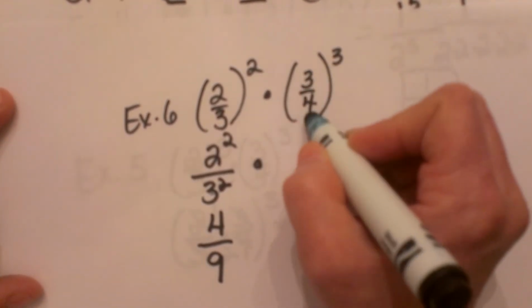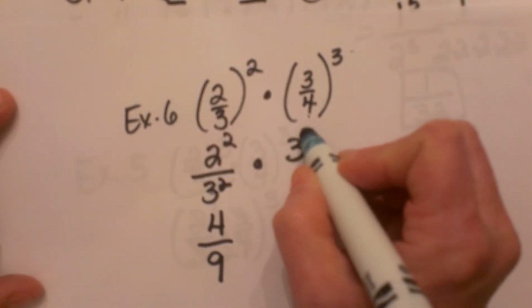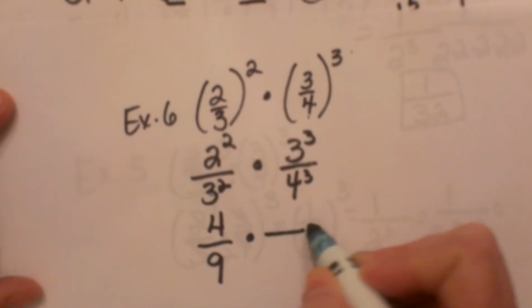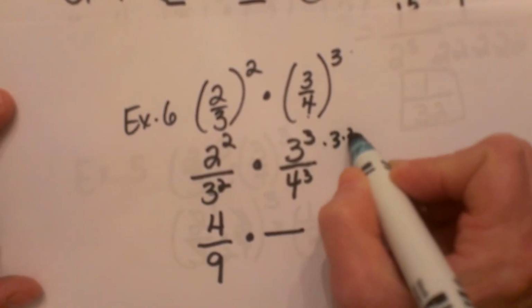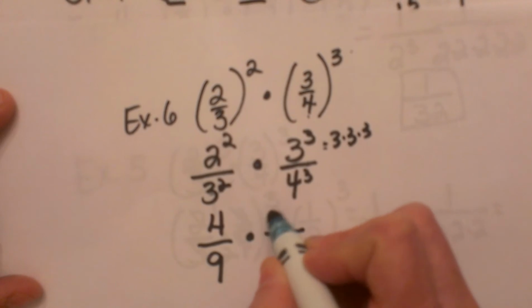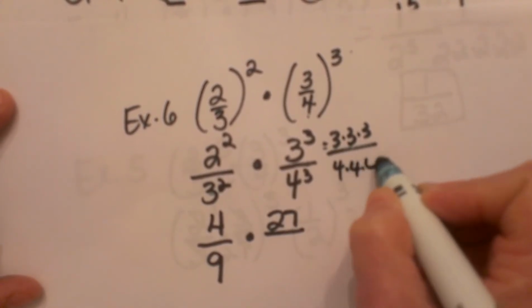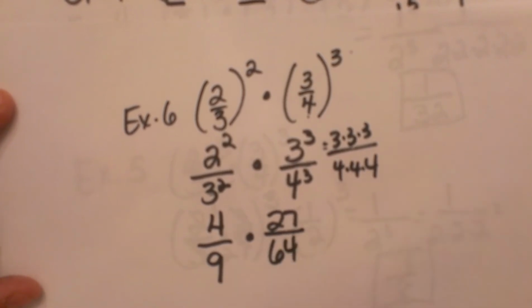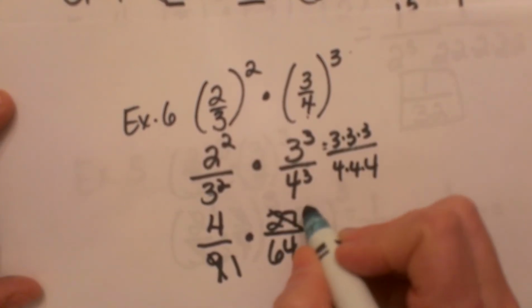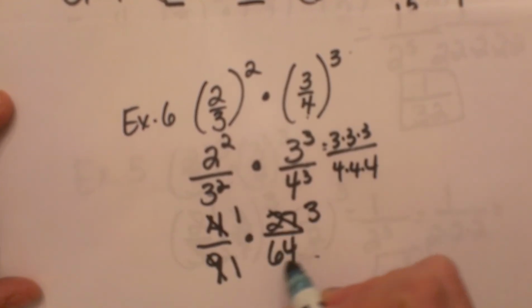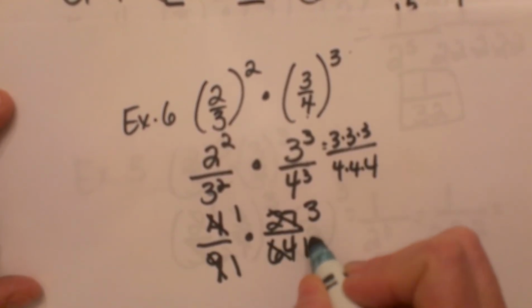Now I'm going to take 3/4 and cube it. So I'm going to take 3 cubed over 4 cubed. 3 cubed is 3 times 3 times 3, which is 27. And 4 cubed is 4 times 4 times 4, which is 64. Now when you multiply, I can just do some cross-canceling here. So 9 goes into itself once. 9 goes into 27 3 times. 4 goes into itself once. And 4 goes into 64 16 times.